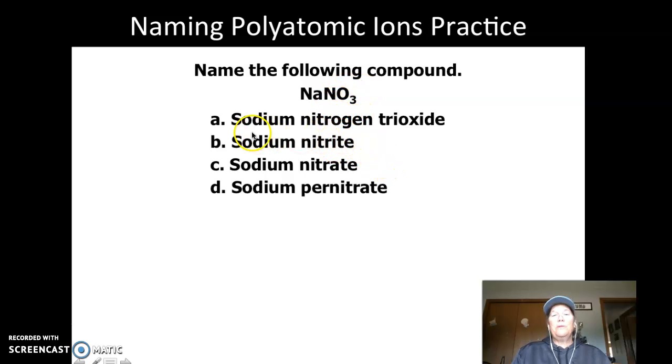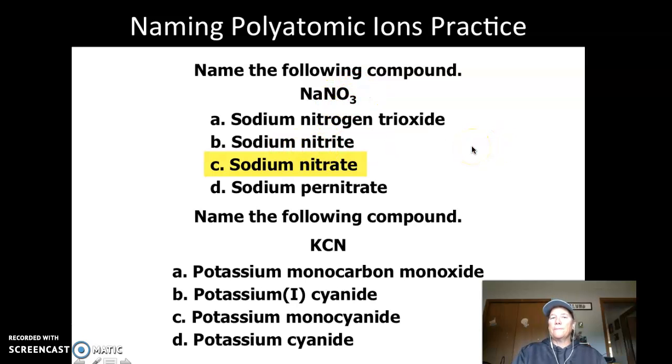But please, please, please don't write sodium nitrogen trioxide. Don't do that. Don't make it harder than it is. If it's a polyatomic ion, just write its name as it is. So it's just sodium nitrate. This one, K is potassium. CN is cyanide. And again, don't put Roman numerals. Roman numerals are only for the ones that have more than 1 oxidation number. So it's just potassium cyanide.